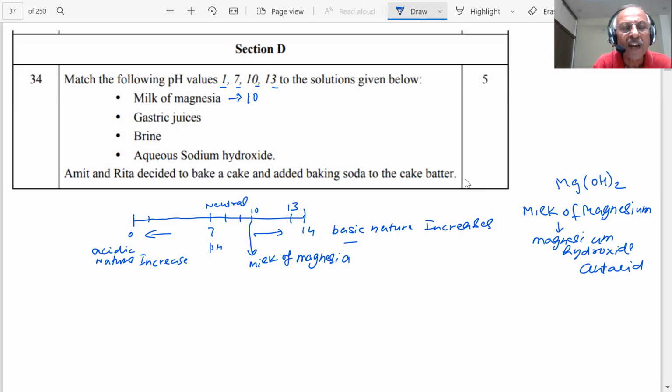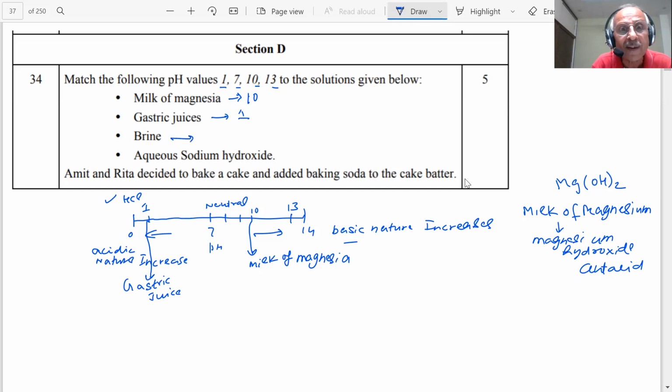Now the next is gastric juice, student. This is my pH 1. In your stomach, student, hydrochloric acid is produced. This is a strong acid, student. If acid is strong, the pH will be less. Therefore, this pH 1, as you can see, is the pH of our gastric juice. So this is a strong acid. It helps in the digestion of food. It is produced because the digestion of food requires a strong acidic medium. Hydrochloric acid is a strong acid.